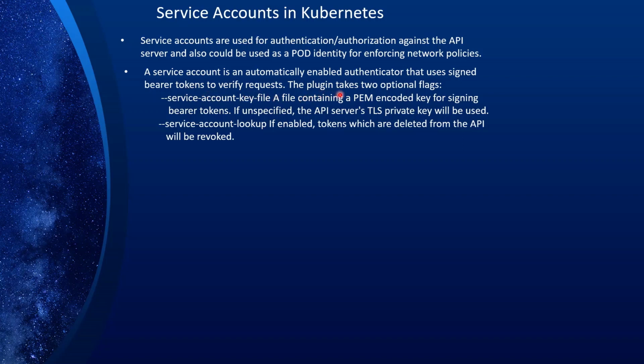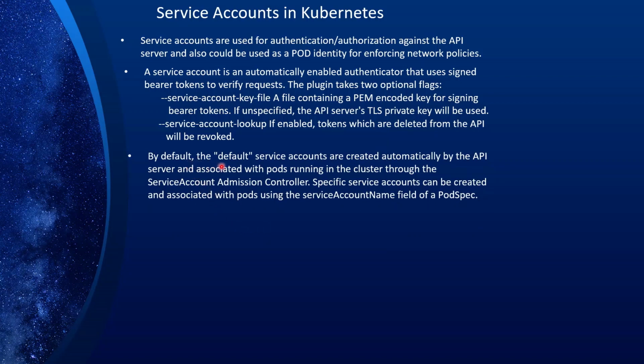The plugin takes two optional flags. The first one is --service-account-key-file, a file containing a PEM encoded key for signing bearer tokens. If unspecified, the API server's TLS private key will be used. Also, another flag that can be used, --service-account-lookup: if enabled, tokens which are deleted from the API will be revoked.